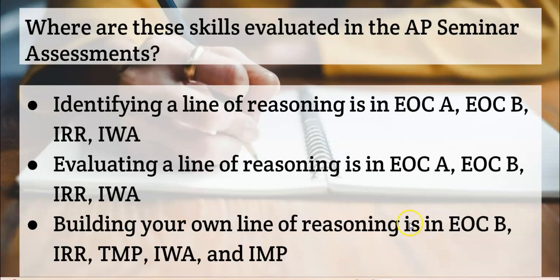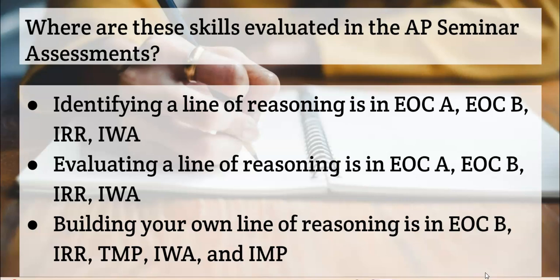So where does this happen? Well, where do we see these skills evaluated in the AP Seminar assessments? Identifying a line of reasoning is in the rubrics for End of Course Exam Part A, End of Course Exam Part B, the individual research report, and the individual written argument. Evaluating or judging a line of reasoning is in End of Course Exam Part A. It's question number 2. It's in End of Course Exam Part B because I have to understand those arguments and make evaluative judgments about them in the construction of my own argument. And that same skill is in the individual research report and the individual written argument.